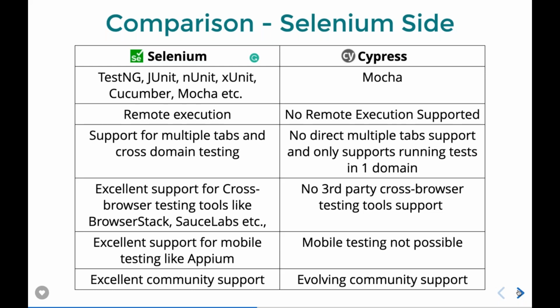So let's see from the Selenium perspective, what are the advantages it has? First and foremost thing, it supports multiple languages, and that's the reason why you have multiple testing frameworks like TestNG, JUnit, NUnit, XUnit, Cucumber, Mocha, etc. Whereas if you take Cypress, it supports only Mocha, but of course you can use Cucumber as a plugin. We will see that in the demo on how we can write a Cucumber test as well. You will be able to get more idea about it.